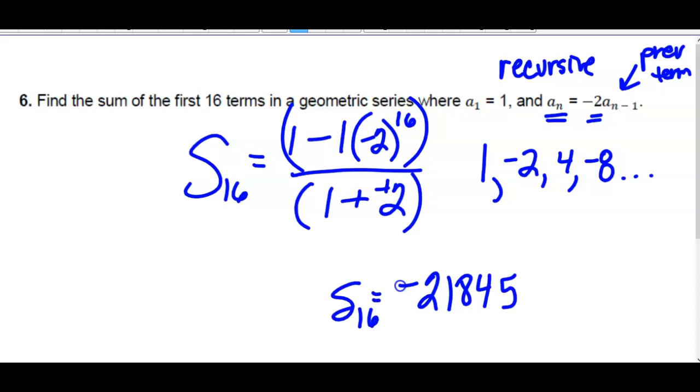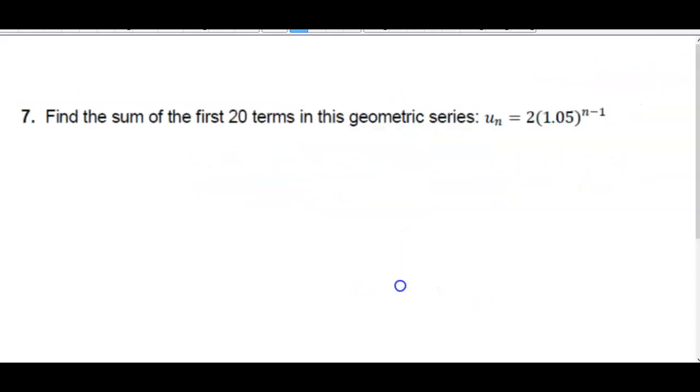For the sum of the first 16 terms, I should be checking these. All right, find the sum of the first 20 terms in this sequence.